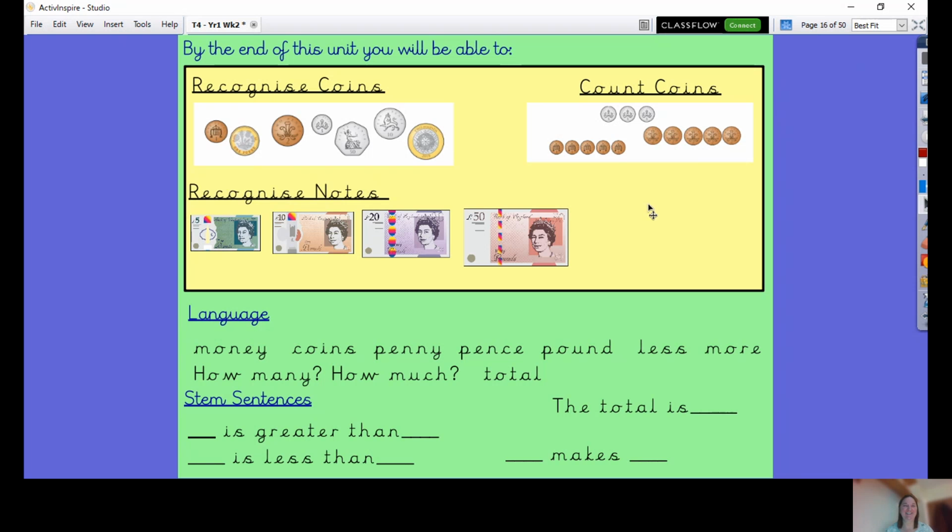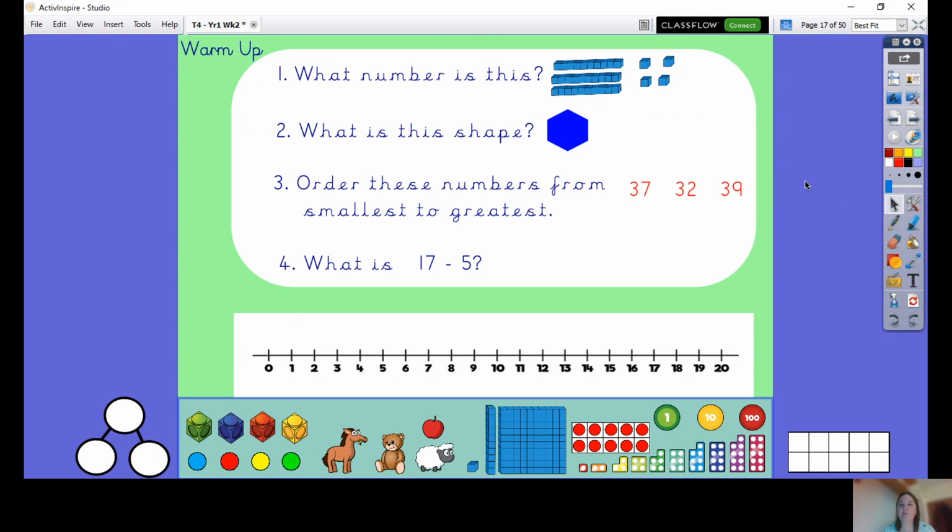Now, I did say yesterday it might be good if you could have a look at some real coins. You may not necessarily have all these notes in your house, but again, it's not necessary. It's just sometimes nice to be able to have a look at some real money. But as I say, it's not essential. All right, so this morning, let's get our brains working and have a little go at these questions.